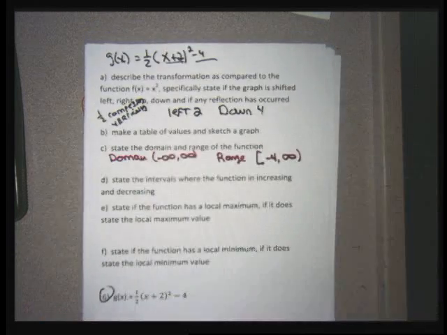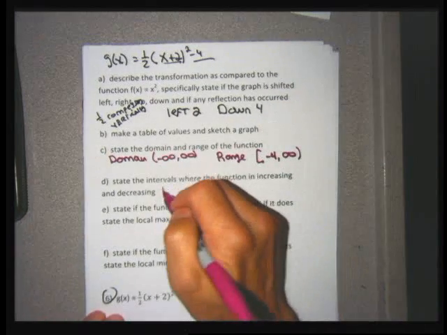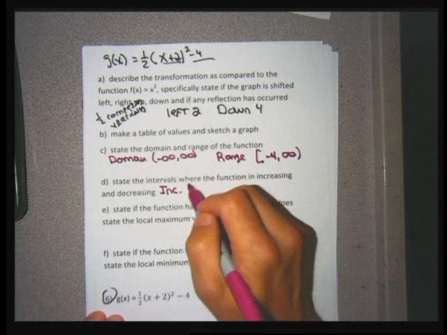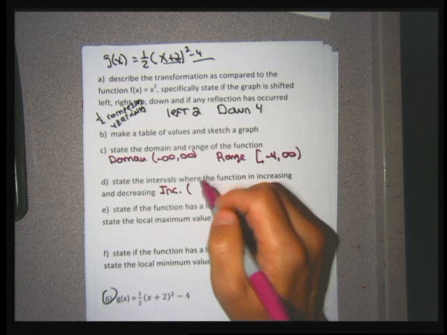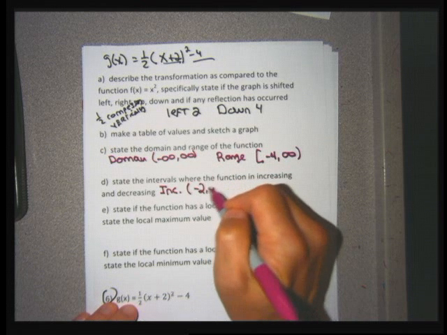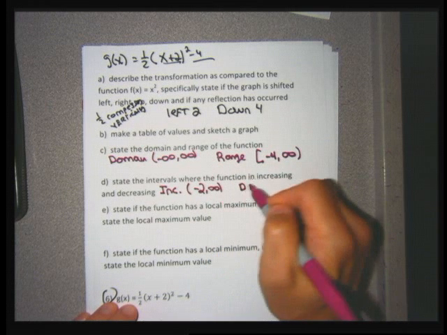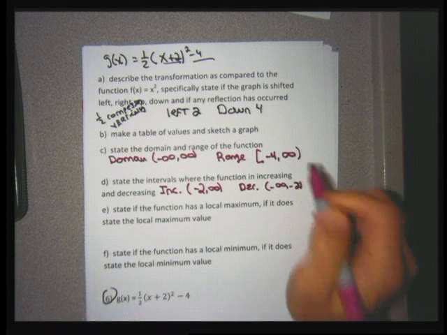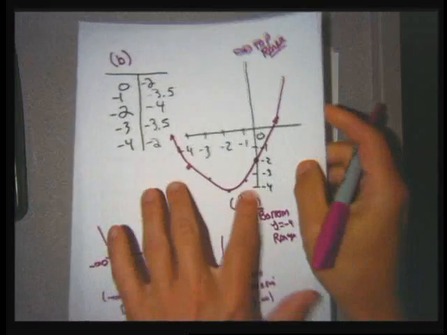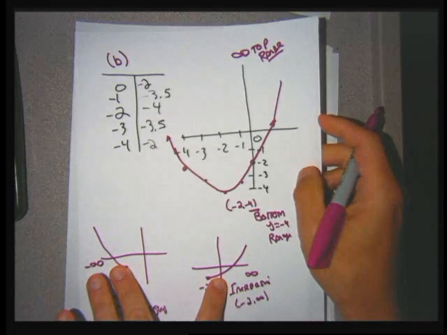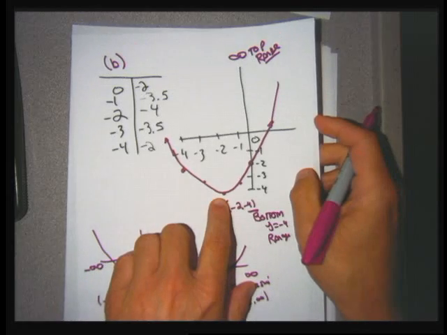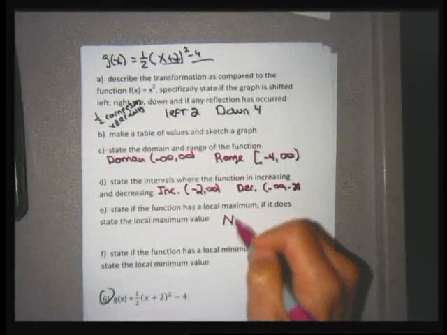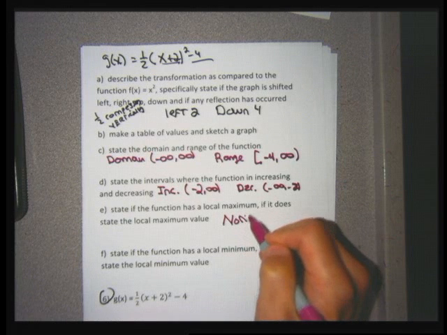So for the next part, this thing is increasing. I'm just going to write INC for increasing, and it's increasing from -2 to infinity. And I'll write DEC for decreasing, and it's decreasing from -infinity to -2. So I just broke the parabola up into the halves on either side of the vertex. This vertex is a minimum point. I don't have a maximum again, so this one has no local maximum. So I'm going to write none for this.